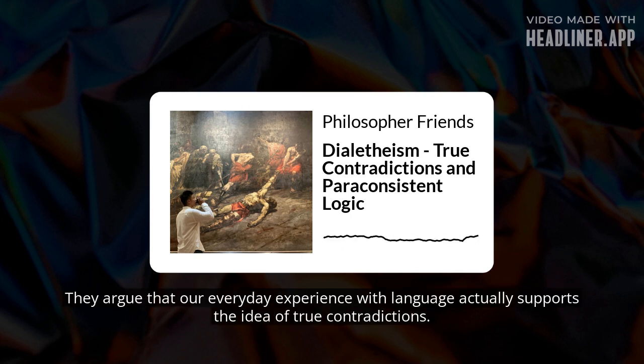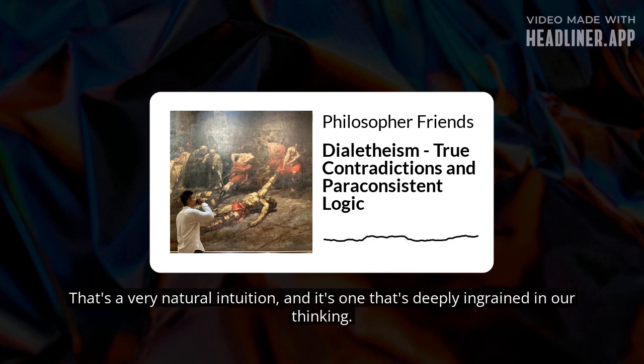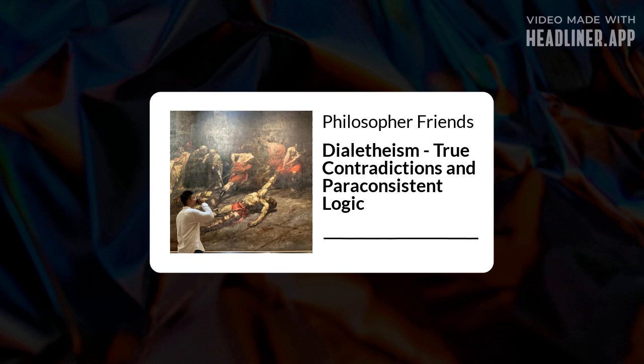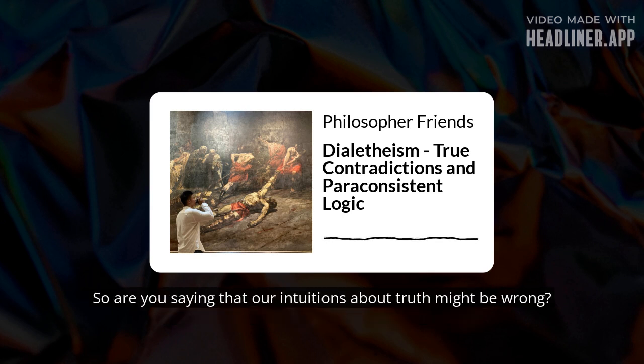They argue that our everyday experience with language actually supports the idea of true contradictions. Wait, really? My intuition tells me that contradictions are always false. That's a very natural intuition, and it's one that's deeply ingrained in our thinking. But dialetheists argue that this intuition might be based on a limited understanding of how truth and falsity work. So are you saying that our intuitions about truth might be wrong?